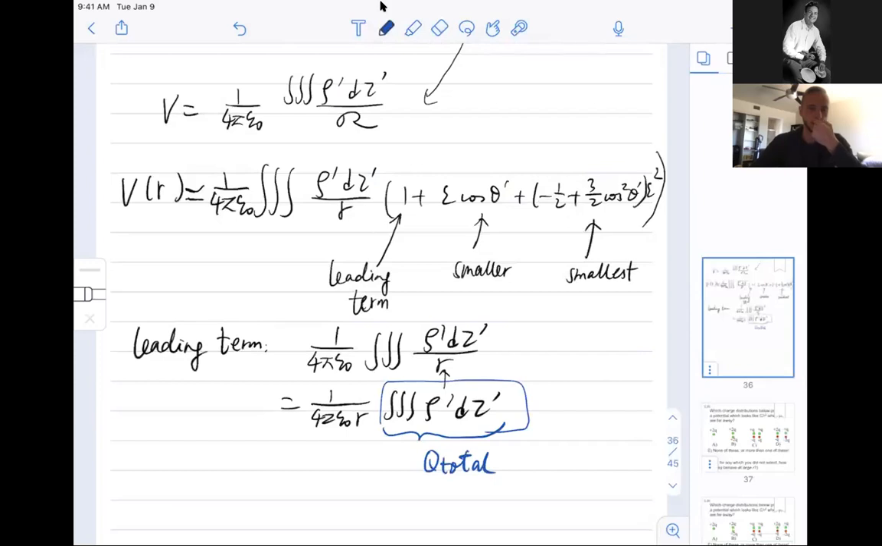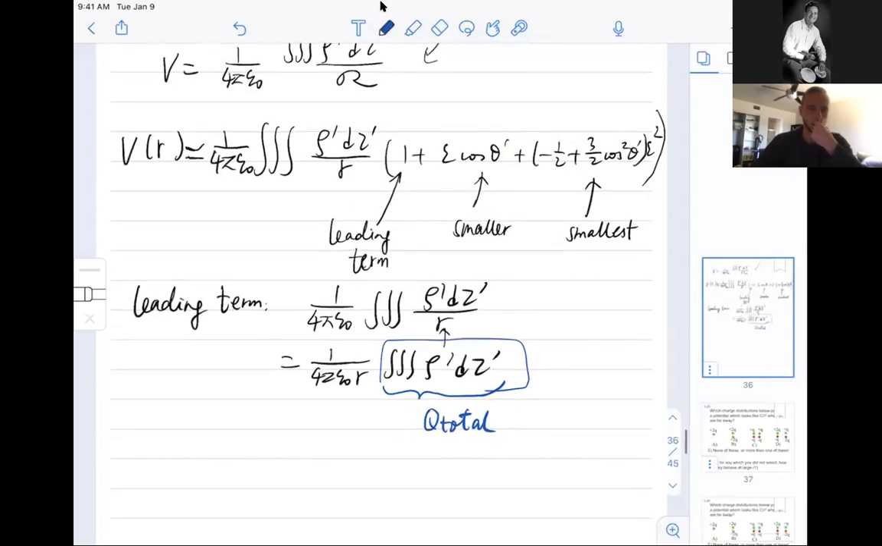And what does the leading term tell me? So this leading term is in the format of 1 over 4 pi epsilon naught, total charge over r. Does that look familiar? It's the potential of a point charge. Yeah, so this is a potential of a point charge. Very good. So we call this our monopole term, because if you're far away, whatever charge distribution you're given looks like a point charge from far away.